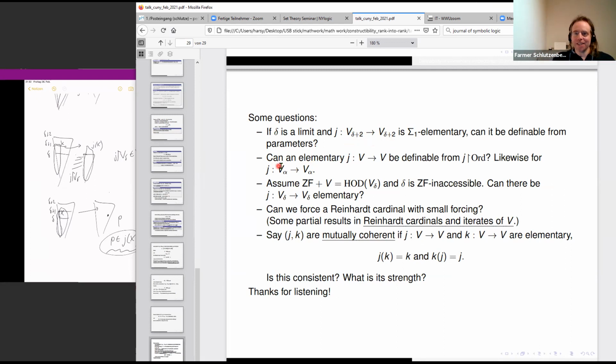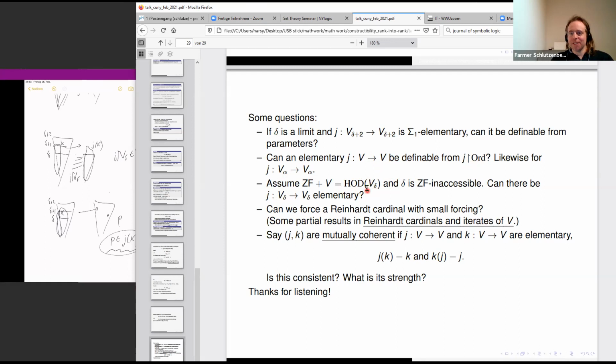Okay, secondly, can an elementary embedding from V to itself be definable from its restriction to ordinals? As I said, the restriction to ordinals is not definable from parameters itself. So this contains non-trivial information, but my feeling is that a J from V to V seems to be very far from ordinals. So it would surprise me if you could define it from its restriction to ordinals. But I don't see how to get anywhere with this. The arguments that work from parameters just don't seem to apply here. So I don't know. And then you can ask the same question for V alpha to V alpha.